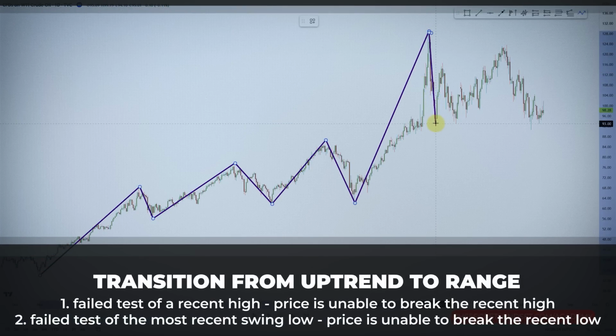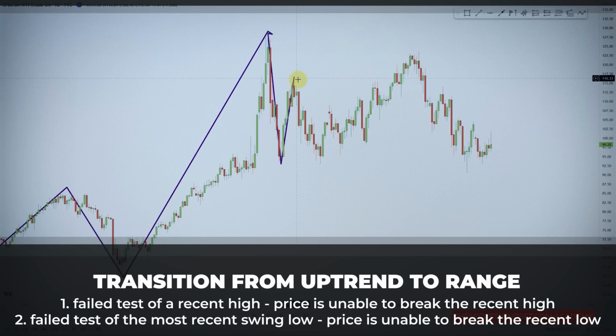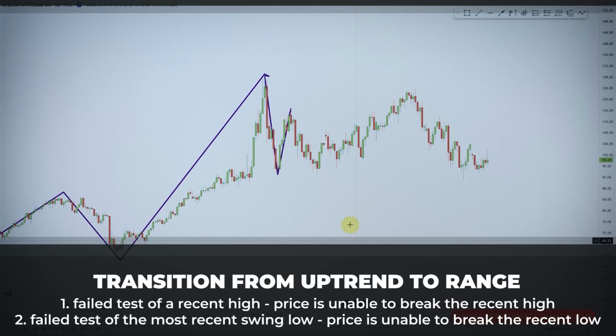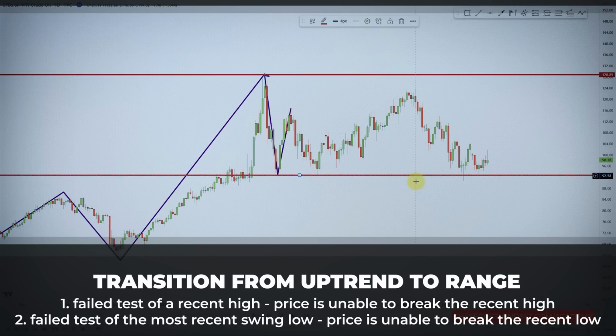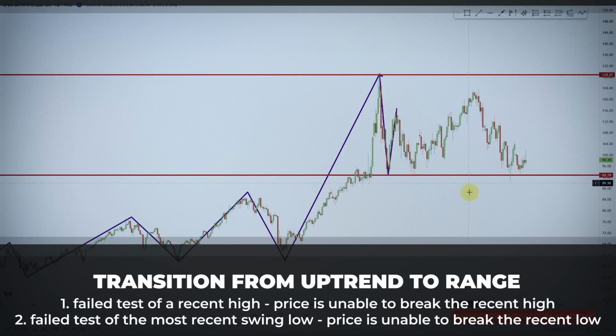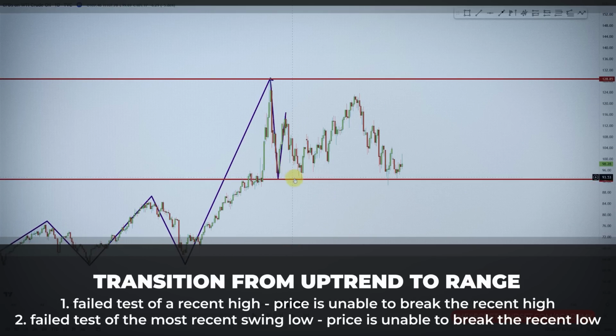transitioning into consolidation. First, you must see a failed test of a recent high. This means that price is unable to break the recent high. Second, a failed test of the most recent swing low would confirm that we have entered a consolidation phase, which would last until the most recent high or low is broken, with at least several closes above or below the level, meaning price remains for a longer period above or below that level.